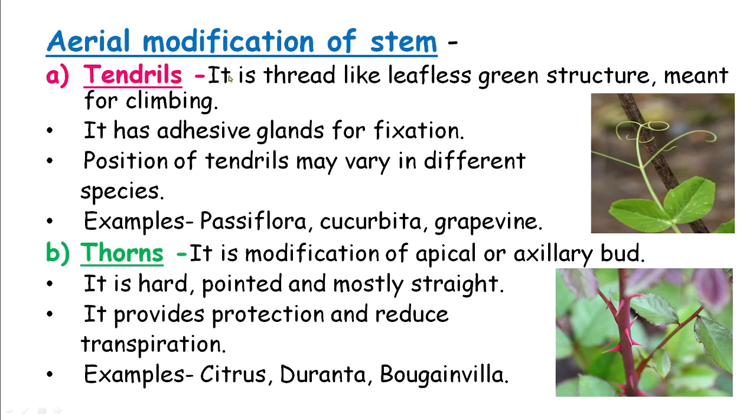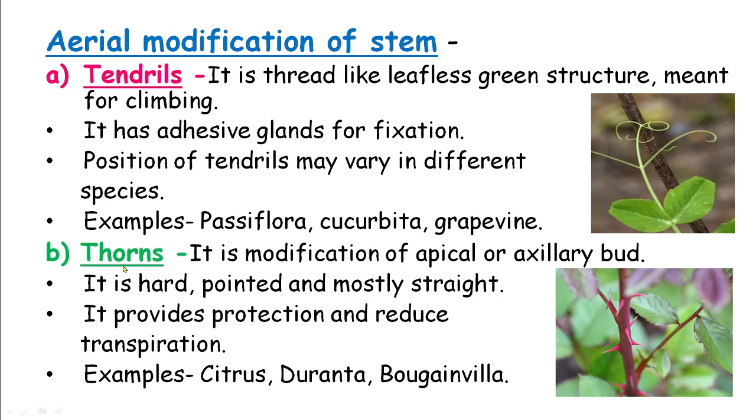Now the aerial modification of the stem. First is the tendrils. It is a thread-like leafless green structure meant for climbing. It is generally seen in the climbers. It has the adhesive gland for fixation. And the position of the tendril may vary in the different species. It may be axillary or terminal. Examples of the plants with tendrils are the Passiflora, cucurbita and grapevine.